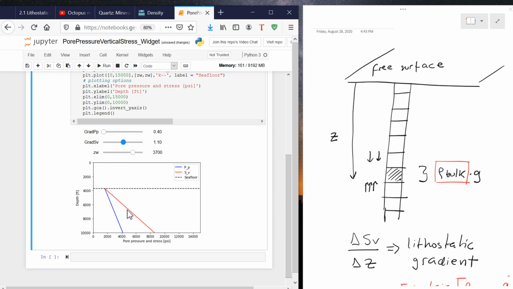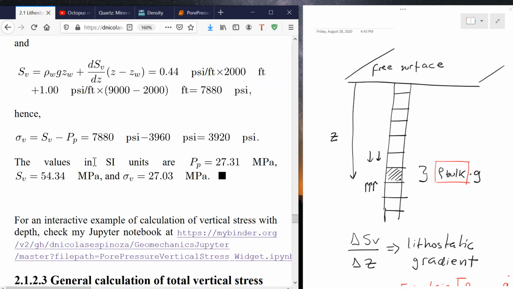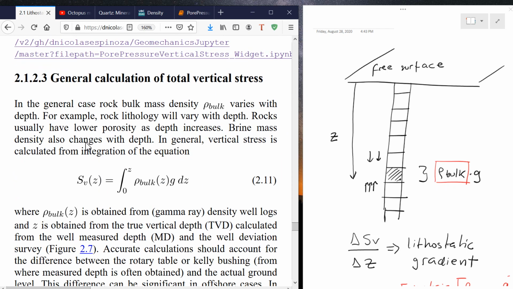And remember that the difference between the total vertical stress SV and the pore pressure is the effective stress. If we had a pore pressure which is higher, as in this case, you can observe that the effective stress is going to get smaller and smaller. Okay, so this is the end of this part. In the following section, we're going to see how to apply the general method to calculate vertical stress for a real wellbore.